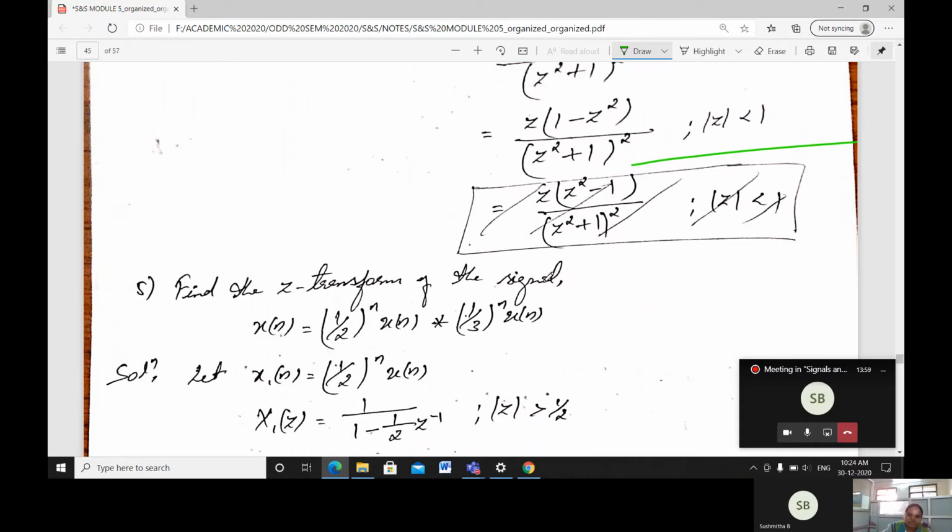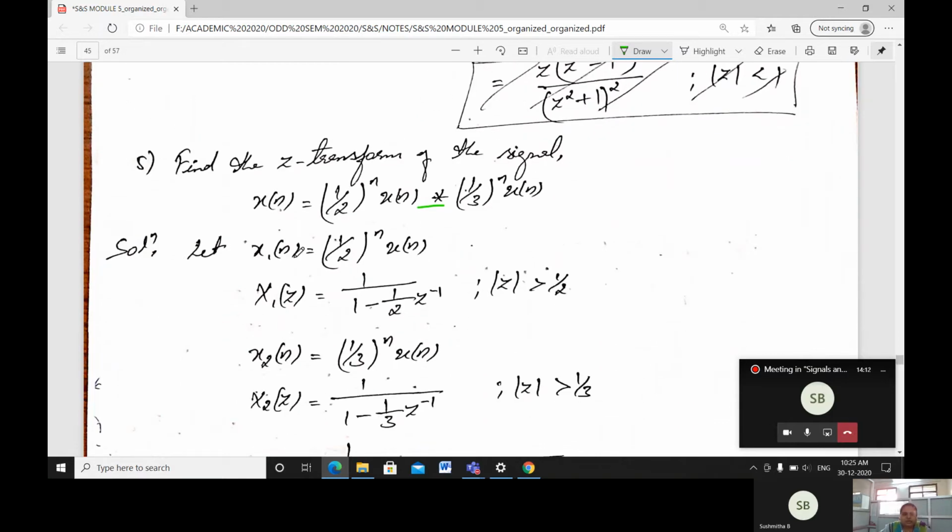Then find the z transform of the signal x of n is equal to 1 by 2 power n u of n convolution with 1 by 3 power n u of n. Here we are going to consider the first part as x1 of n and the second part as x2 of n. Let x1 of n be 1 by 2 power n u of n. The z transform is x1 of z equals 1 divided by 1 minus 1 by 2 z inverse, where mod of z is greater than 1 by 2.